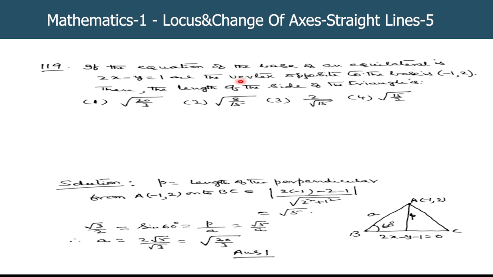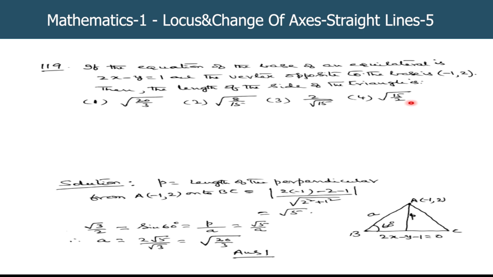119. If the equation of the base of an equilateral triangle is 2x minus y is equal to 1, and the vertex opposite to the base is minus 1 comma 2, then the length of the side of the triangle is: 1, square root of 20 by 3; 2, square root of 8 by 15; 3, 2 by root 15; and 4, root 15 by 2.